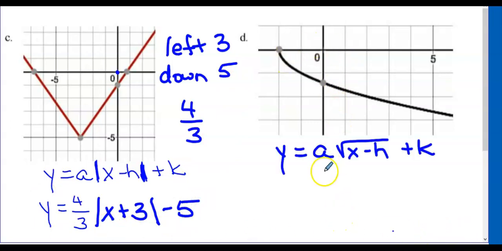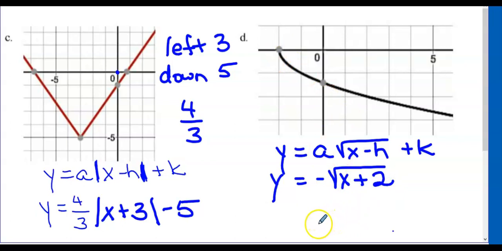This is a square root function, and it was actually reflected across the x-axis. So I'm going to have a negative out here. There's no vertical compression or stretch or anything. So it's just a negative on the outside, and then your radical. The only thing that happened with the original starting point is it was moved left 2. So that's going to be x plus 2.